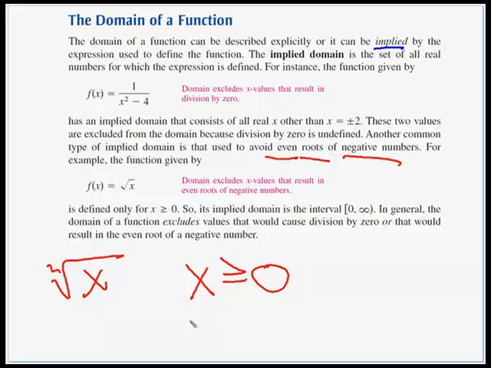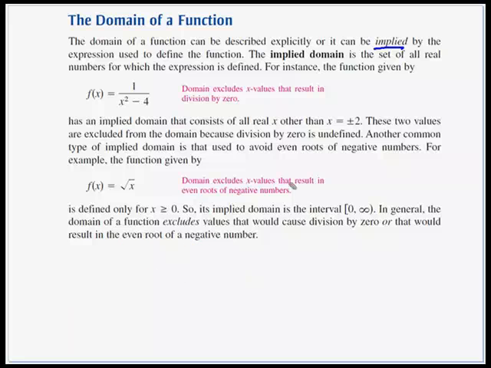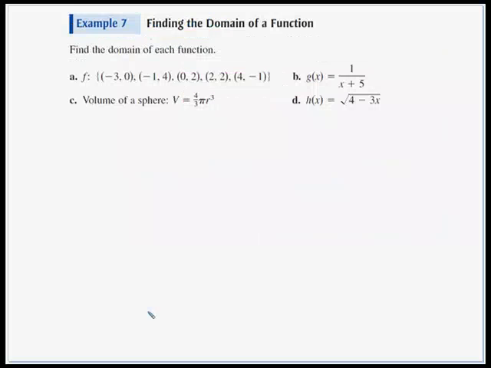So there is our domain. We can only plug in x values greater than or equal to 0. Otherwise, we have a negative under a square root, and that's a bad thing. So the implied domain is all numbers from 0, including 0, that's the bracket, all the way up to infinity. In general, the domain of a function excludes values that would either cause division by 0 or result in an even root of a negative number. And we did talk about that earlier in this class. I think it was in Chapter P. So that is kind of like a refresher there.